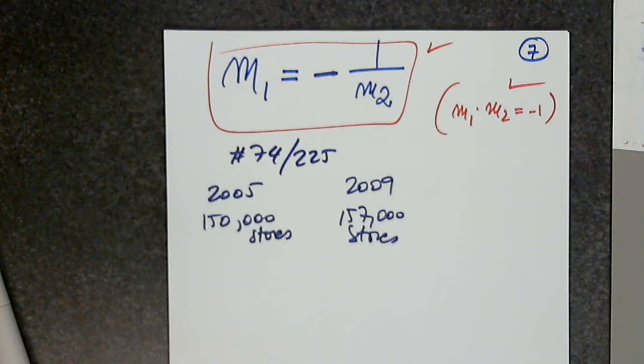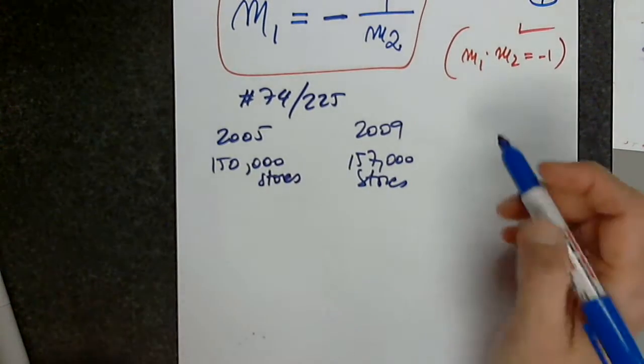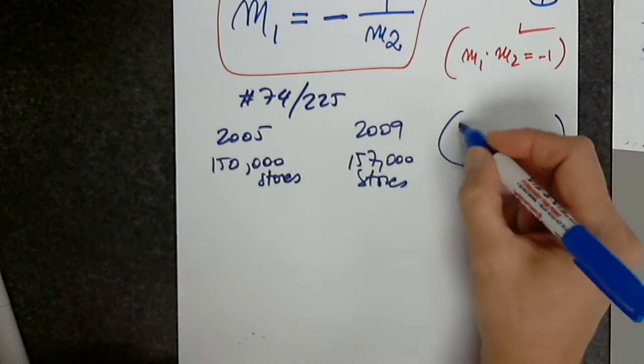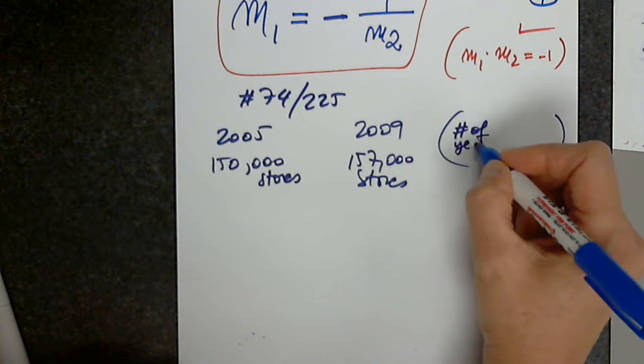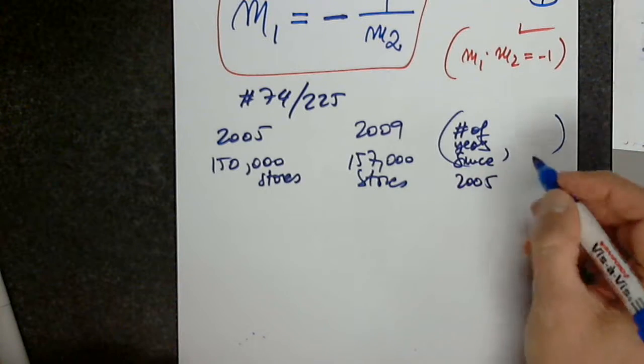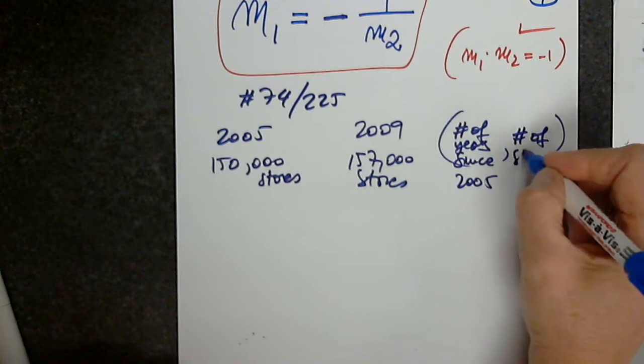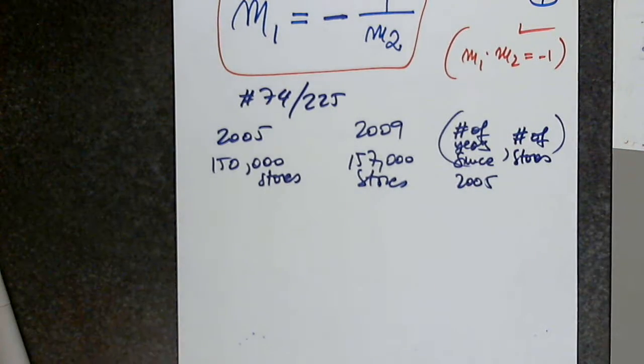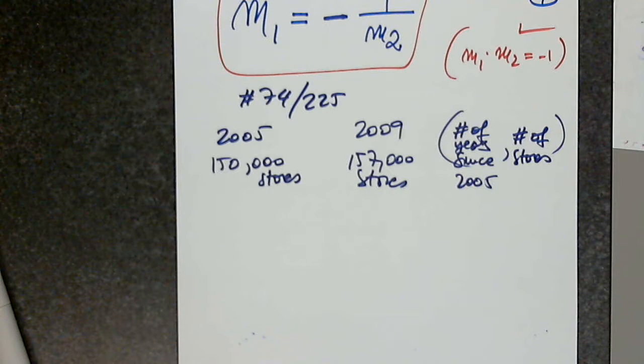Use ordered pairs of the form years past 2005, comma, number of stores in thousands. So they're giving us a hint: number of years since or past 2005 and number of stores. So we are told in the year 2005 we have 150,000, in 2009 we have 157,000.